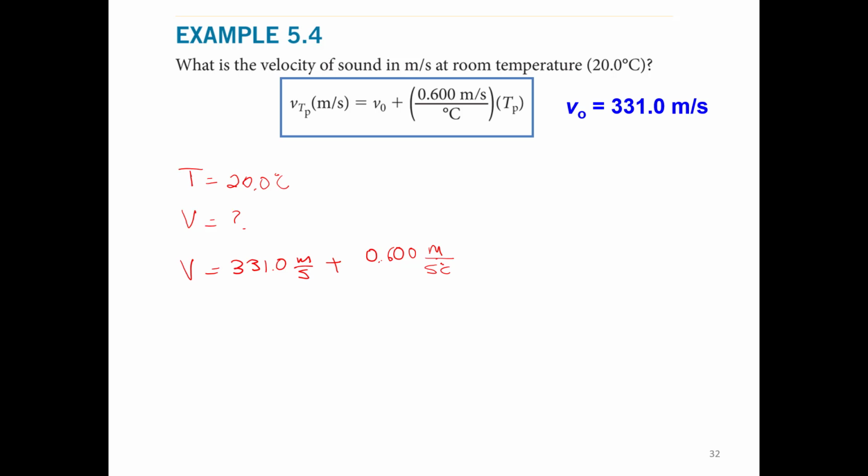It's the same thing, okay? And then multiply by the temperature, but the temperature is 20 degrees Celsius. And this cancels out with this one. Then we multiply 0.6 times 20, which is 12.